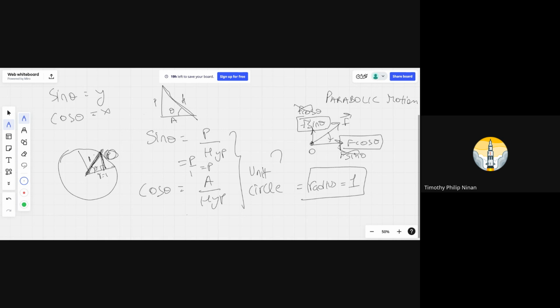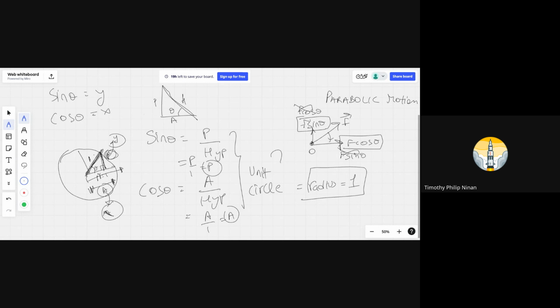And cos theta is going to be a by 1, that's equal to a. Now, because we're talking about the generalized version, this r, by the way, is for this entire thing. The a value is from here to here. A is nothing else but the x value. P is nothing else but the y value.